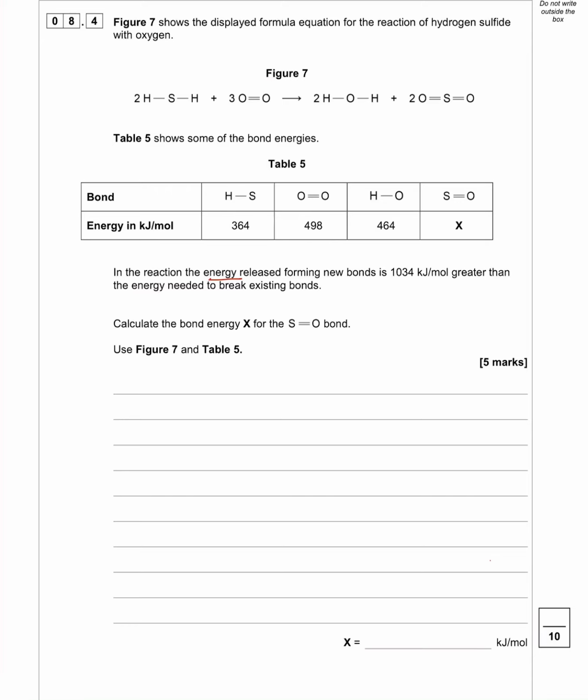How to calculate the enthalpy change or a missing bond energy. So in this question and this reaction, they give you the energy of all the bonds, but one of them is missing, which is the S double bond O, and give it the symbol X. And they give you the enthalpy change, which is the delta H.